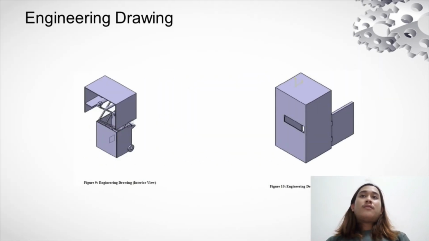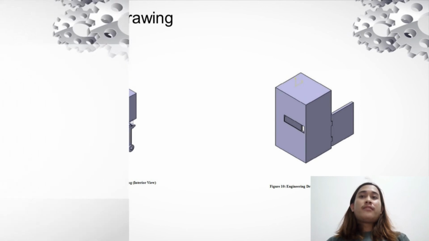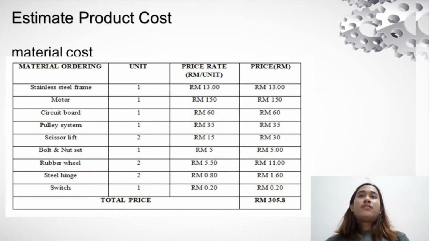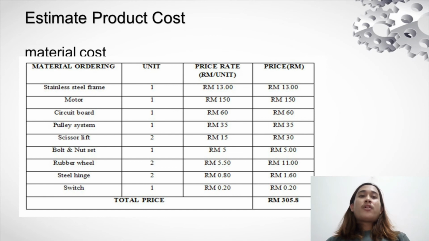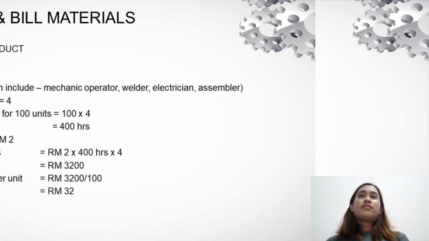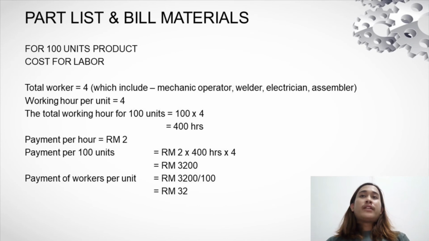Next is our engineering drawing for the trash bin. Another drawing. Now we go to the estimated product cost. For the material cost, the total price is RM 305 and 8 cents. So here you can see the part list and bill of materials.